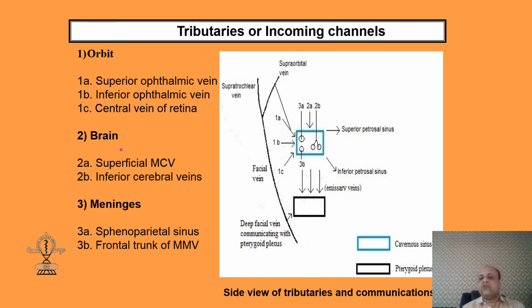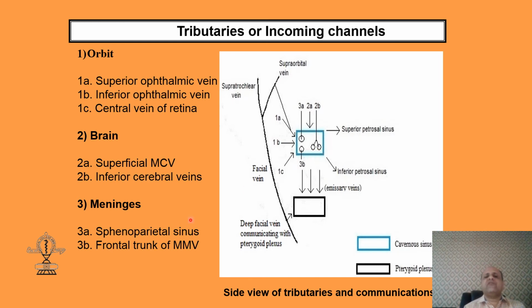So the second source of incoming channels is the brain. So we have two veins here represented by 2A and some veins represented by 2B. 2A represents the superficial middle cerebral vein, which is an incoming channel into the cavernous sinus. Along with the superficial middle cerebral vein, you have some inferior cerebral veins, and they also enter into the cavernous sinus.